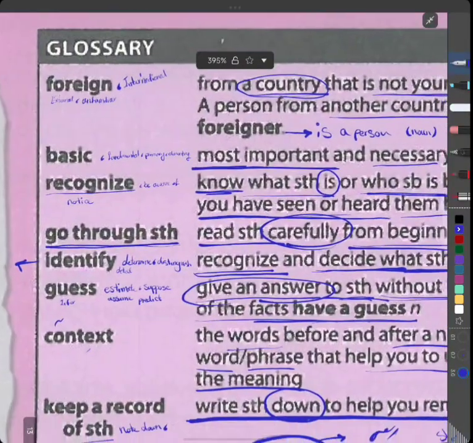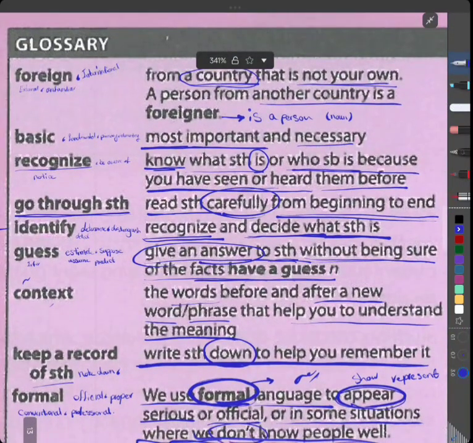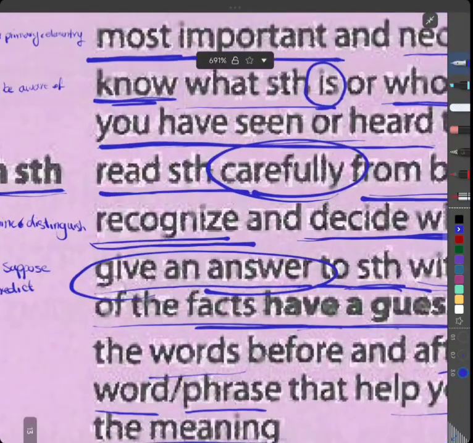Okay. Basic means basic همون پایه است دیگه. میگه بیسیک طوره، پایه است. همیشه پایه ها مهمن. Important هستن، necessary هستن. Most important and necessary. We have some synonyms. For example, fundamental, primary, elementary. Okay.